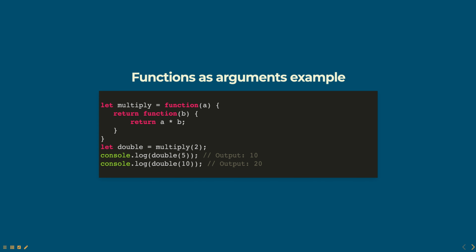In this example, the multiply function is defined and returns another function that takes a single parameter b and returns the product of a and b. The returned function is then assigned to the variable double and can be reused with the different values of b. It is important to note that the parameter is closed over by the inner function and it is remembered by the inner function even after the outer function has returned.